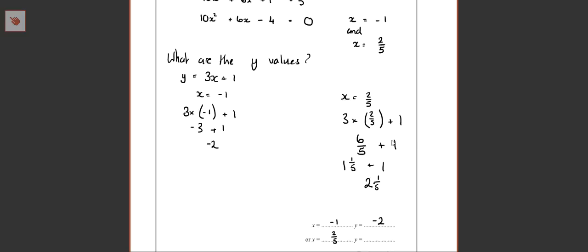But let's do an alternative version. 6 over 5 plus 1. Well, I've got 6/5 and I want to add some fifths. So 1 is how many fifths? 5. So that's 5/5. So 6/5 plus 5/5 makes 11/5. So either of those options could go here.